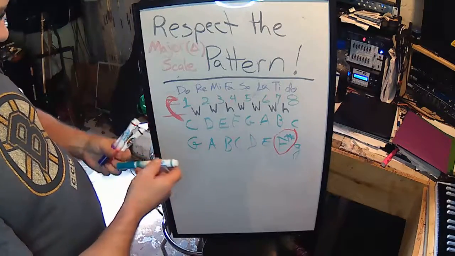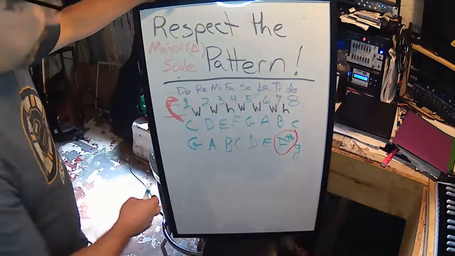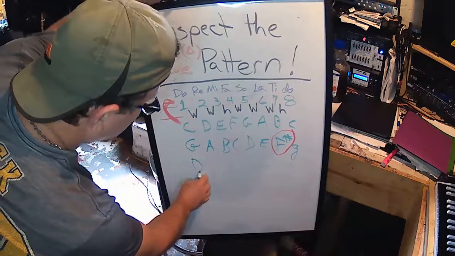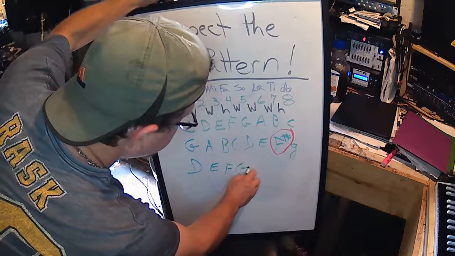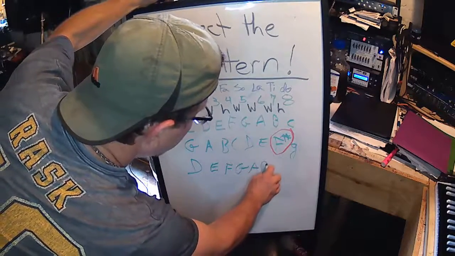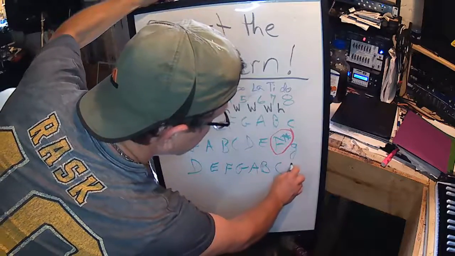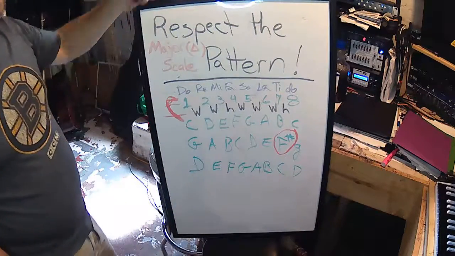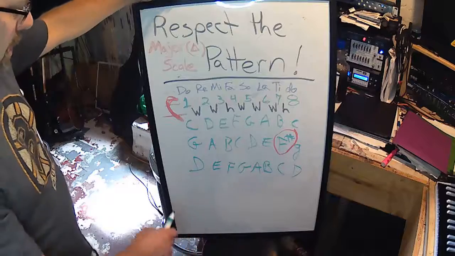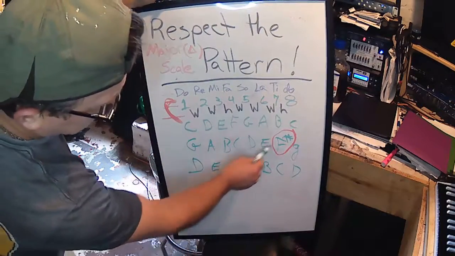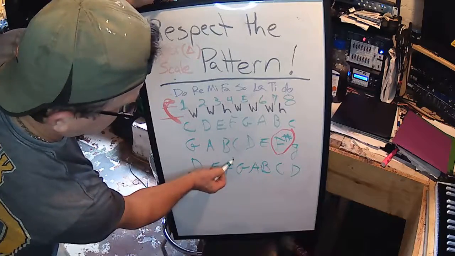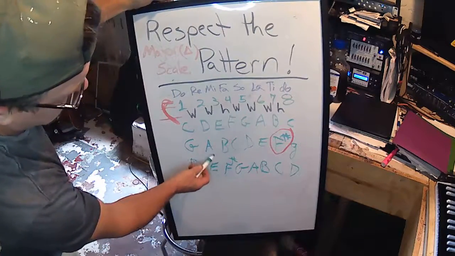Then I'm going to move on to D, which is the next key. I'm going to write it out. D, E, F, G, A, B, C, D. Okay, there's going to be a couple things here. Alright, so I got a whole step from D to E, but I had that F sharp up here, so I'm going to take that anyhow. Okay. I got F sharp.